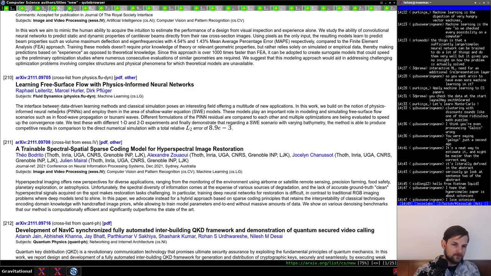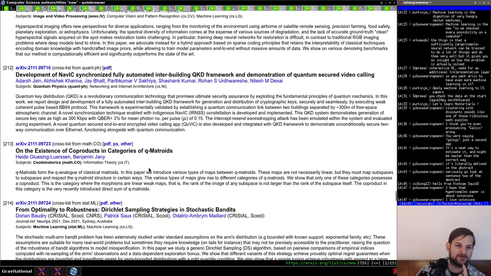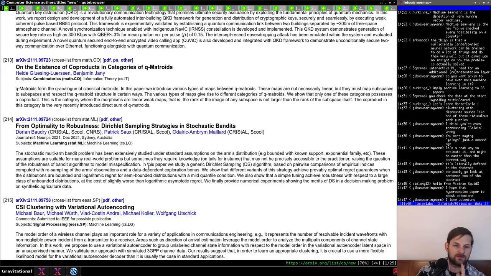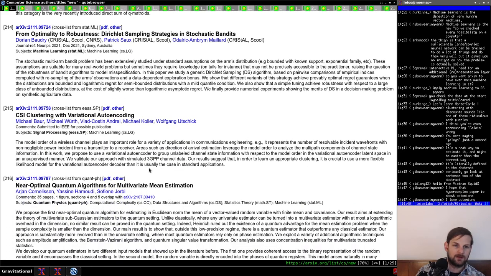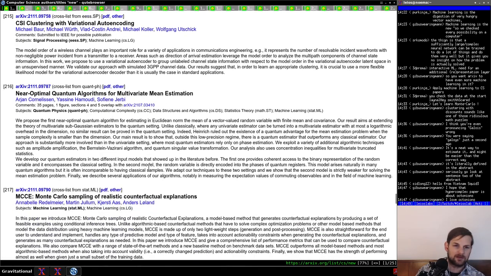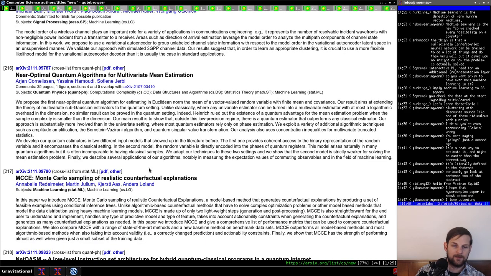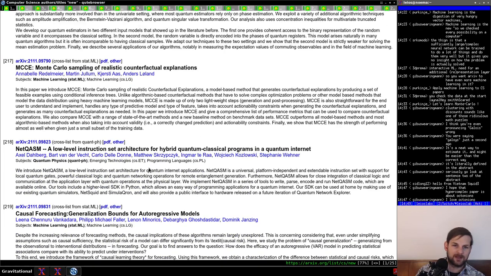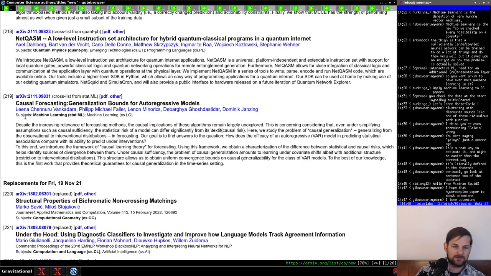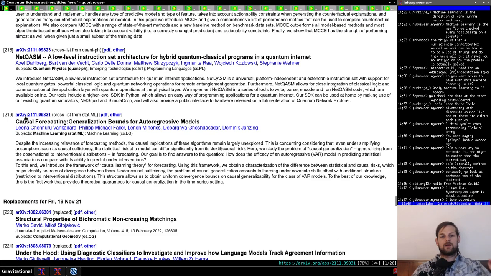Okay. Trainable spectral development of Navi-C on the existence of co-products in the categories of Q-metroids, from optimality to robustness, C-side clustering with variational autoencoding, near-optimal quantum algorithms for multivariate mean estimation, Monte Carlo sampling of realistic counterfactual explanations. What? Monte Carlo sampling of realistic counterfactual explanations. Well, let's see what that one is. Okay, so the rest are just replacements. Causal forecasting generation, bounded autoregressive models, a low-level instruction set architecture for hybrid quantum classical programs, and a quantum internet. Right. Well, I learned a lot there.